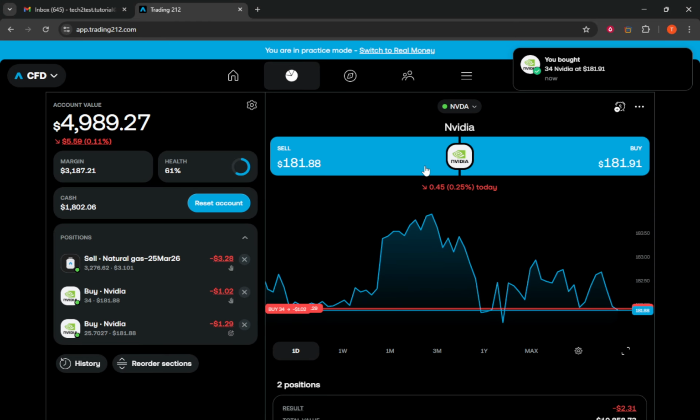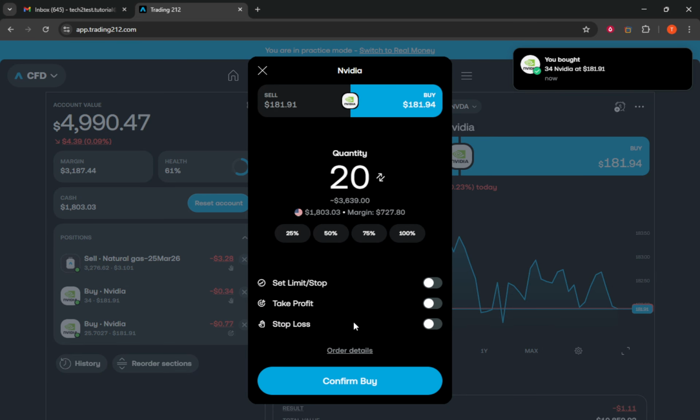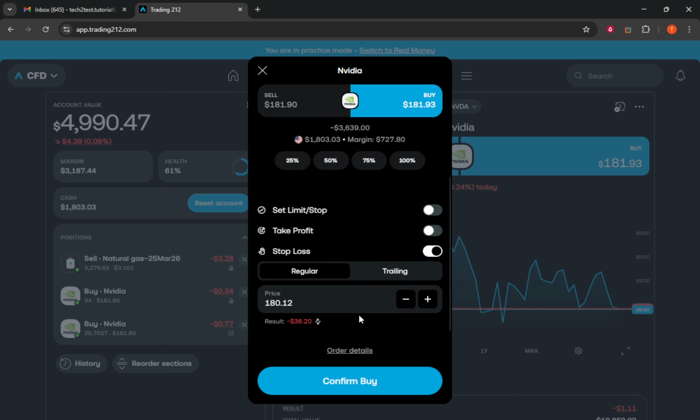is hit. On CFD accounts, you may also see an option called Trailing Stop. This feature automatically adjusts the stop level upward as the price moves in your favor, helping you lock in gains while still giving the trade room to breathe.